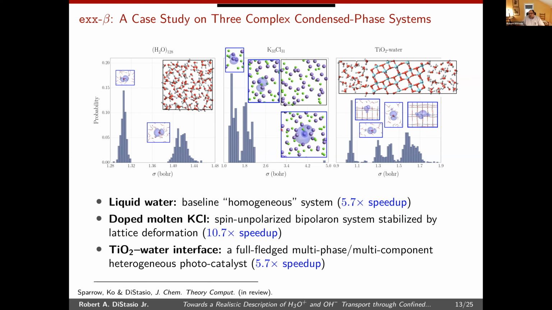And then for a more heterogeneous, multi-component, multi-phase system, right? This photocatalyst, the titanium dioxide liquid water, this came from Annabella's group, right? We see here basically another factor of 6. So again, this is what's going on behind the scenes in the exact exchange algorithm. So now it can do this with a system-independent threshold, so that there's no more user input. It can deal with heterogeneity, tremendous heterogeneity.